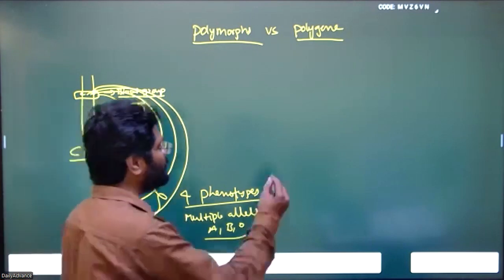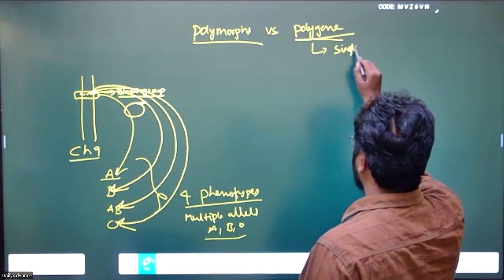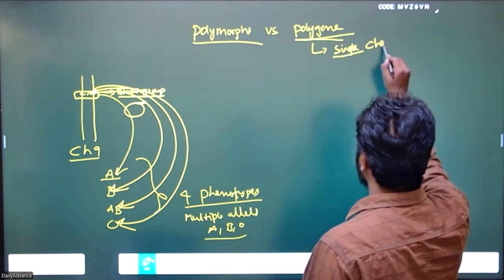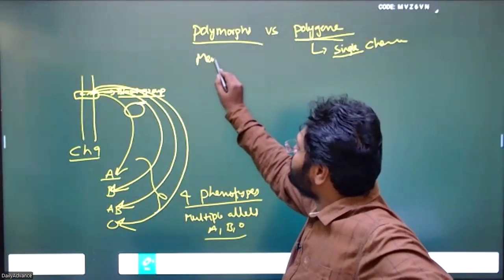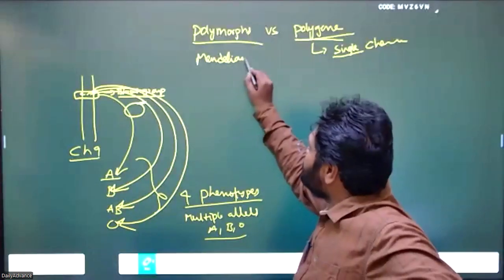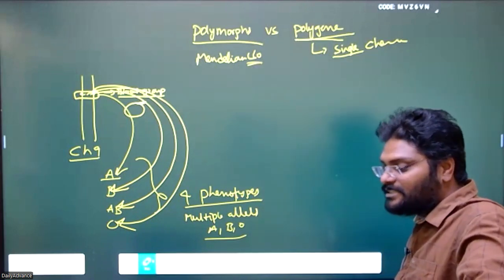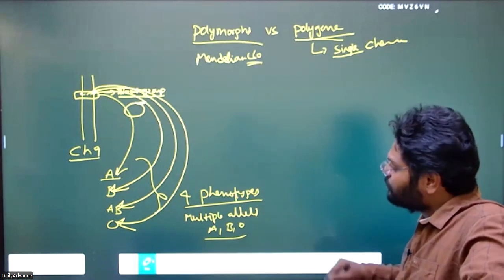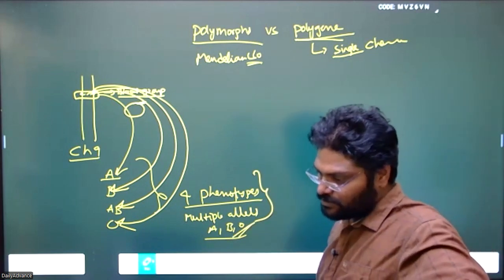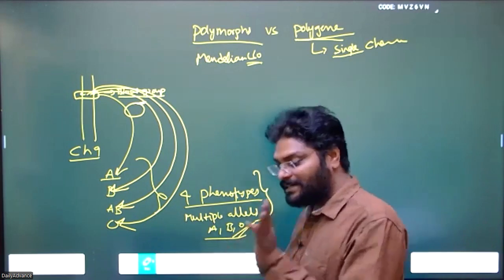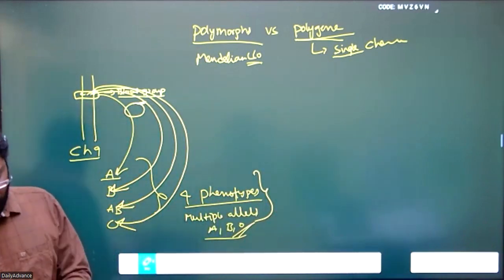So polygene means all the genes give a single character. All the loci give a single character. Polymorphs means it is the Mendelian loci. Due to mutation, it has multiple alleles. These multiple alleles result in human beings being classified into multiple forms. Again, they might confuse you by giving polymorphs and polygene.